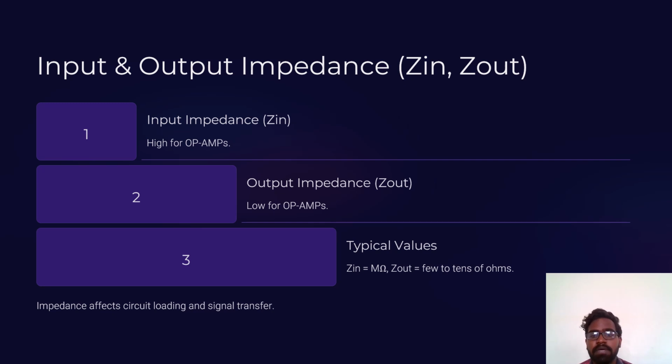Input and output impedance, Zin and Zout. Input impedance Zin is high for op-amps, and output impedance Zout is low for op-amps. The typical values are Zin equal to megaohms and Zout equal to a few to tens of ohms. Impedance affects circuit loading and signal transfer.